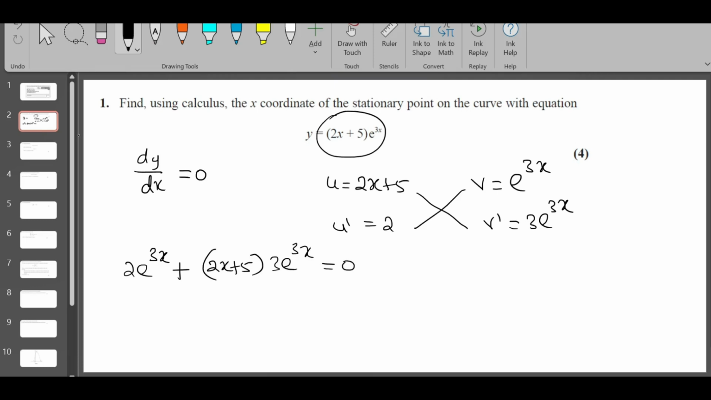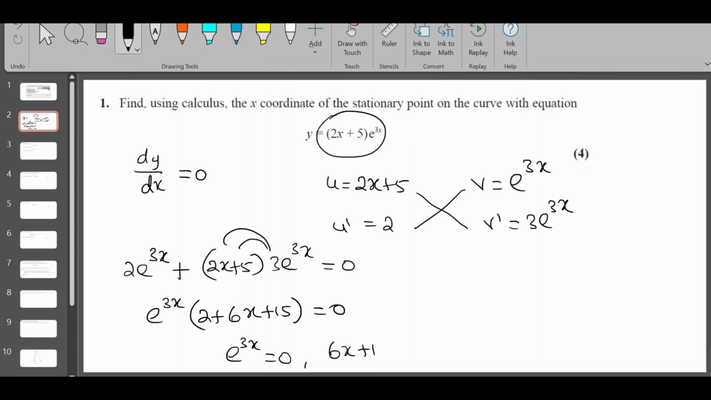is equal to 0. Take e power 3x as a common factor. You have 2 plus (2x plus 5), you need to multiply by 3, so 6x plus 15 is equal to 0. So you need to equate them separately to 0. You'll get e power 3x is equal to 0, or 6x plus 17 is 0.